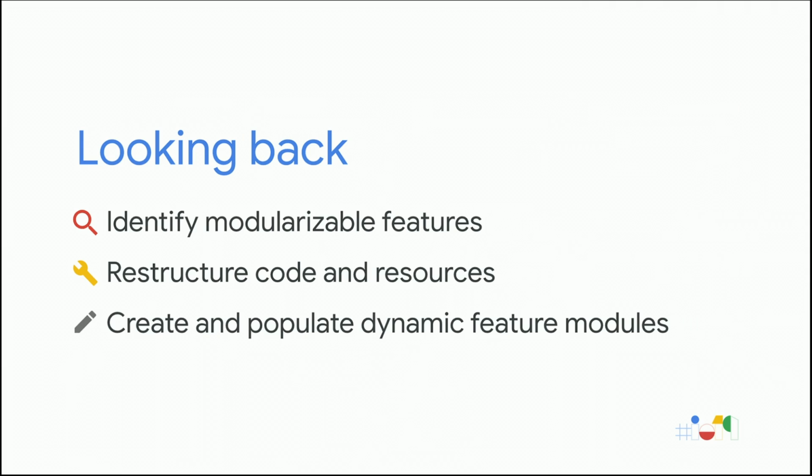So, looking back at the tracks that we took so far, we first identified the features of the app that we wanted to modularize. In our case, those were the user-facing features that the app already had. Then we started moving the code and resources to match the structure. Afterwards, we created a feature module and populated that.